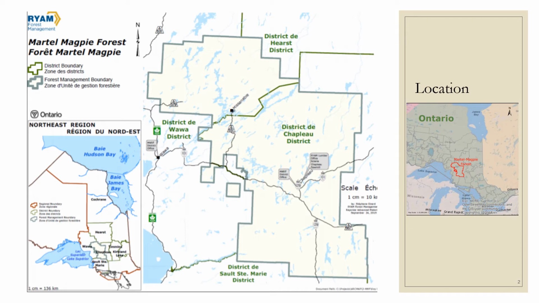For some context, this is the boundary of the amalgamated forest. It contains Chapleau and Missinabie. It's located north of Sault Ste. Marie, east of Wawa, south of Hearst, and west of Timmins.